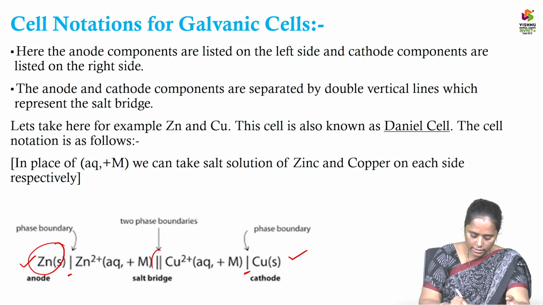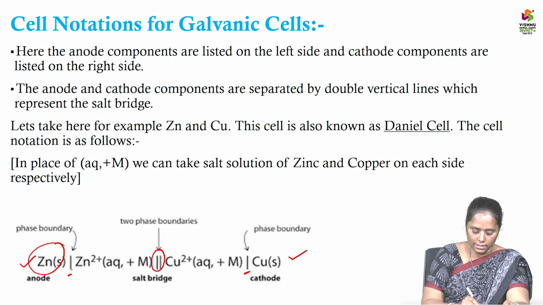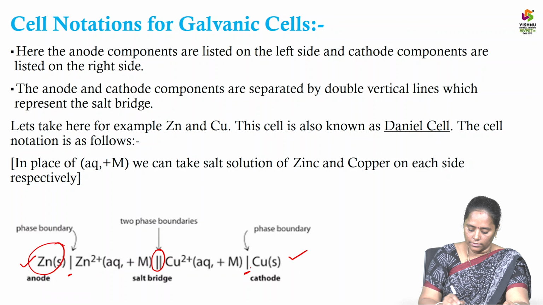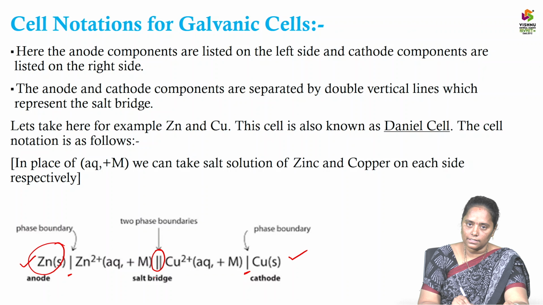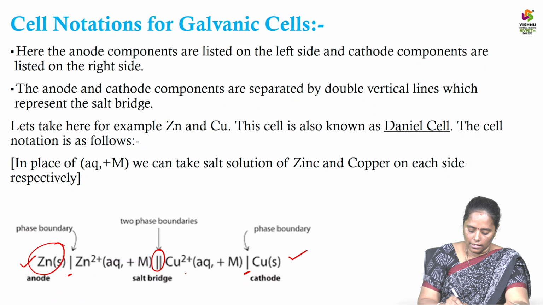Then this is the salt bridge, which separates the two half cells. The salt bridge is represented by double vertical lines. A single vertical line represents the anodic metal and anodic electrolyte. A double vertical line represents the salt bridge, the separation of the anodic and cathodic half cells. You can represent the concentration of the zinc electrolyte and the copper electrolyte present in the electrochemical cell.